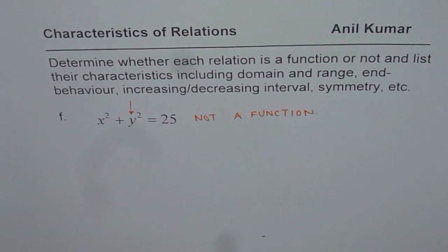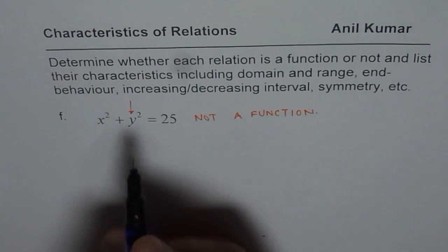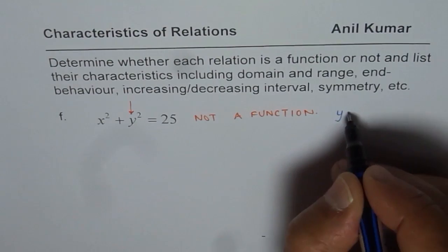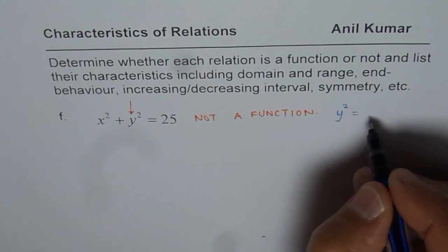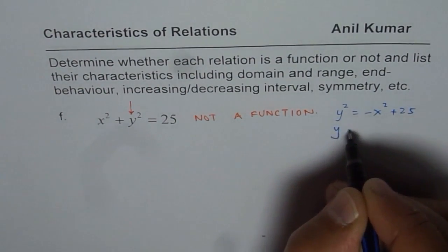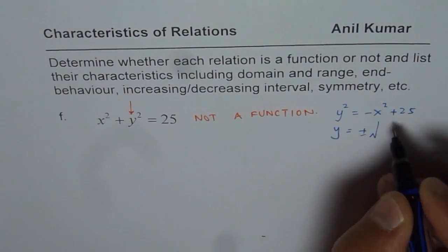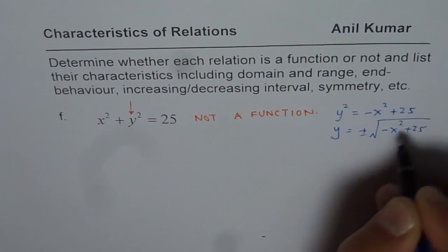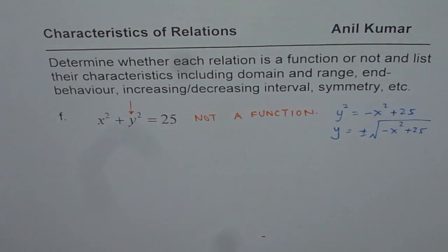Now we could actually rearrange the equation and write it as, let me write two steps, y² = -x² + 25, and y = ±√(-x² + 25). Now plus and minus means more than one value, in fact two values, for many x values, so it is not a function, correct?